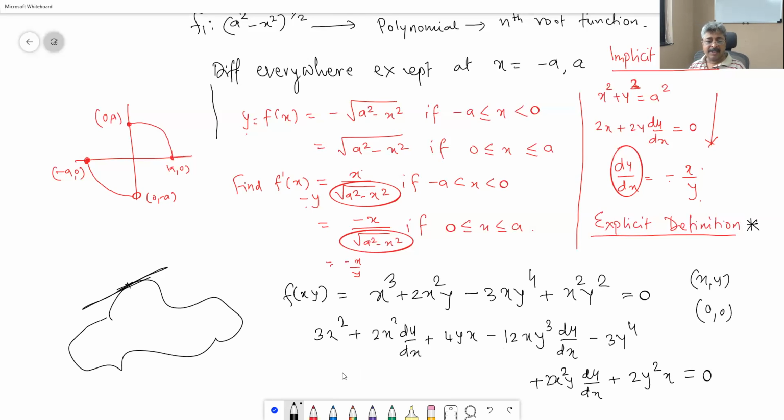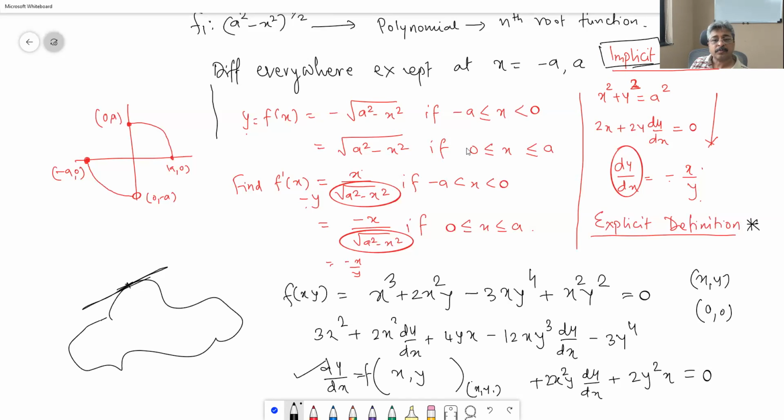And now you collect this dy by dx on one side and put everything else as a function of x comma y on the other side. That is your derivative. And if you want to find out the slope of tangent at say x1 y1, you substitute x1 y1 in this formula, you get a slope. That is what is implicit definition of a function and implicit differentiation.